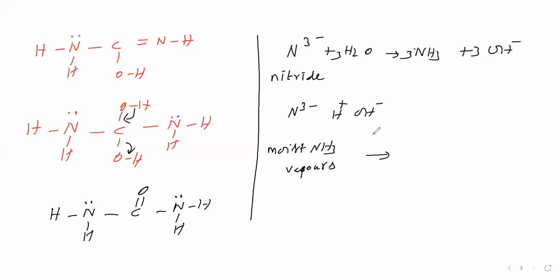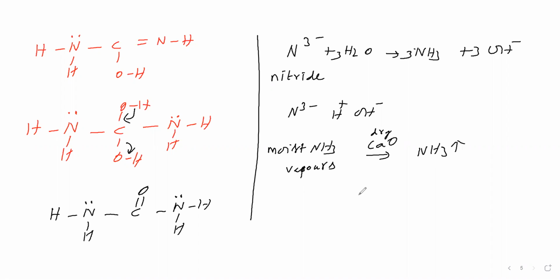How are we removing water? We are taking dry calcium oxide, quicklime. This quicklime absorbs moisture and becomes calcium hydroxide, and the ammonia vapors remain. Now moisture will not be there. So, in order to remove moisture, we are using quicklime. Moist ammonia vapors on passing into dry quicklime give ammonia vapors; the moisture is absorbed by calcium oxide and becomes calcium hydroxide.